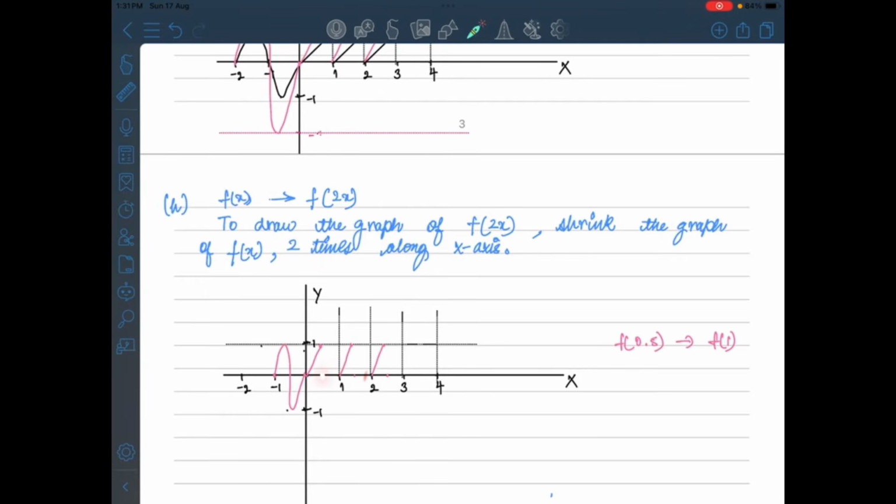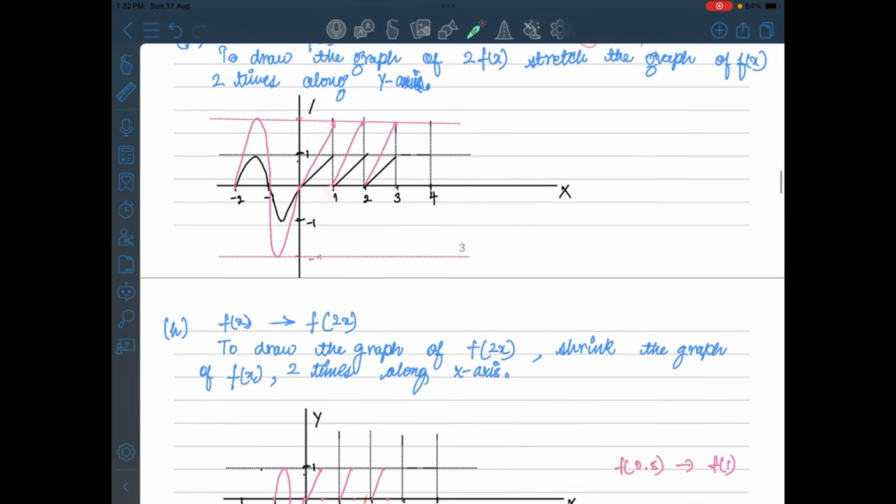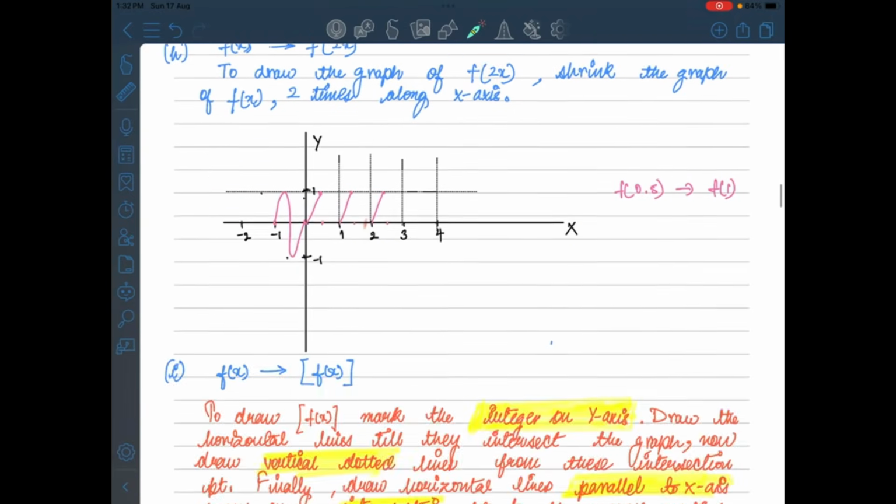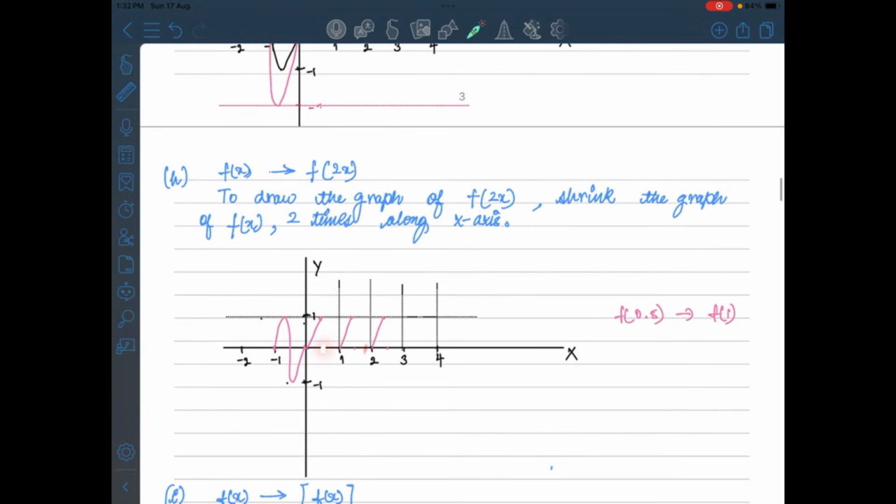Earlier, this was 0.5. At this, the graph was something like this. This was the old graph, right? Now, if I put 0.5, what am I getting? F of 1. And what was f of 1 actually in the old graph? It was 1 only. You see the old black graph? At 1, it was 1. That means f of 0.5 should now be 1.